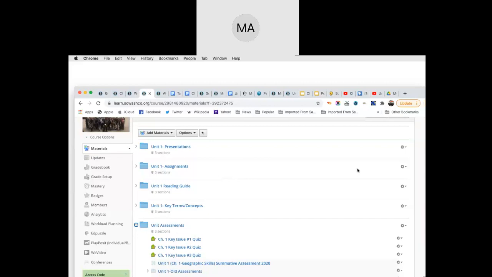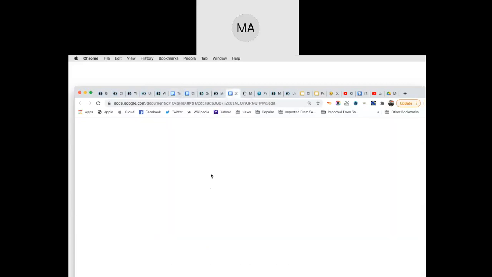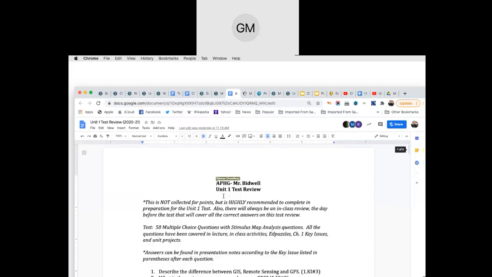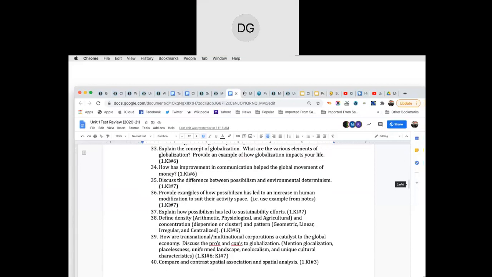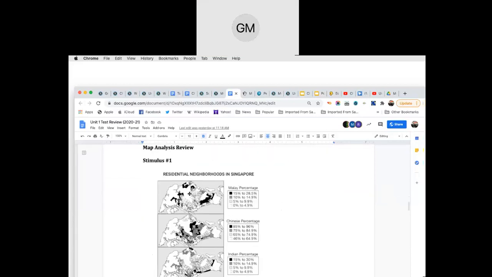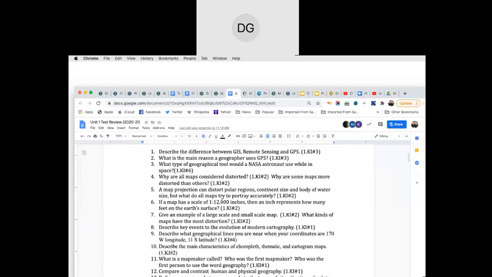Let's see. I don't see anything else. Can I repeat number 5? Do I need to go over number 5 again? Please let me know. Turn off your mic if you want me to cover 5 again. Yeah, could you cover number 5? Okay, let's see, 5. 5 right here? Or 5 in the pictures? 5 in the numbered questions. Okay. A map projection can distort polar regions, continent size, body size, but what does it try to portray accurately? It tries to portray accurately oceans and land and also countries. Okay, thank you. You're welcome.